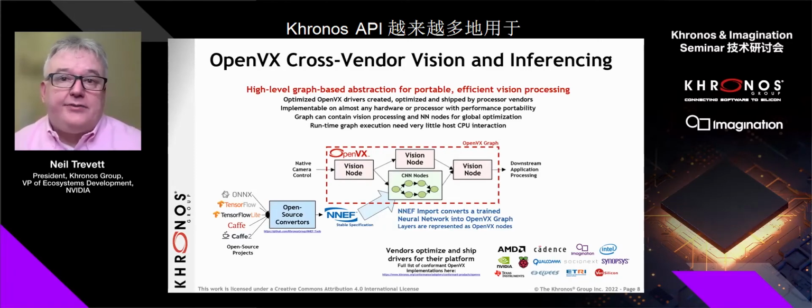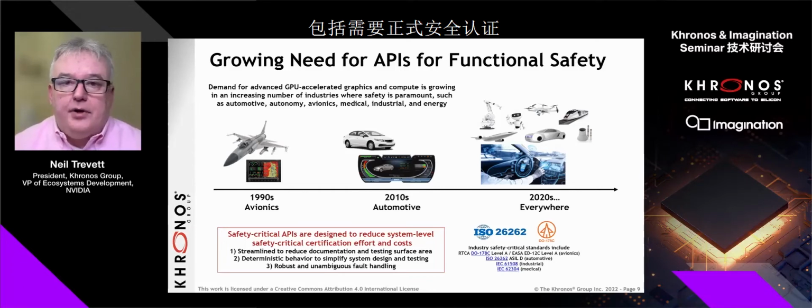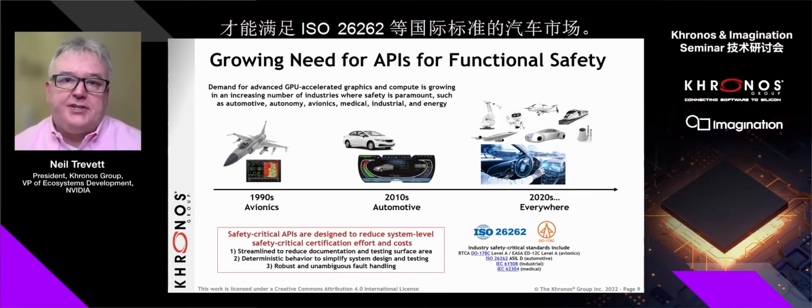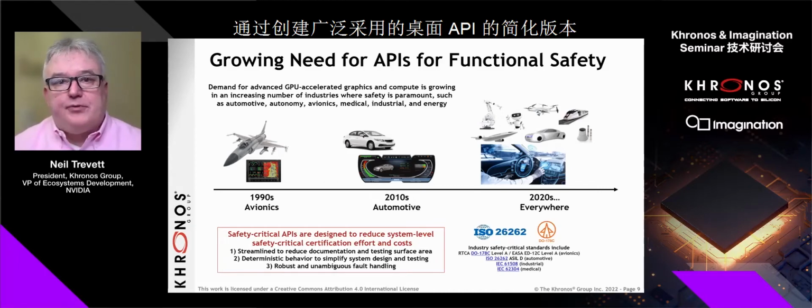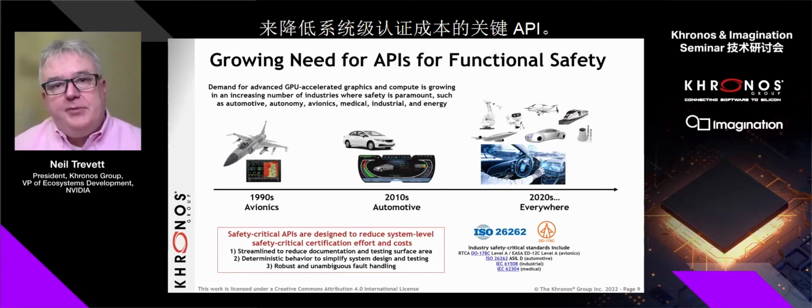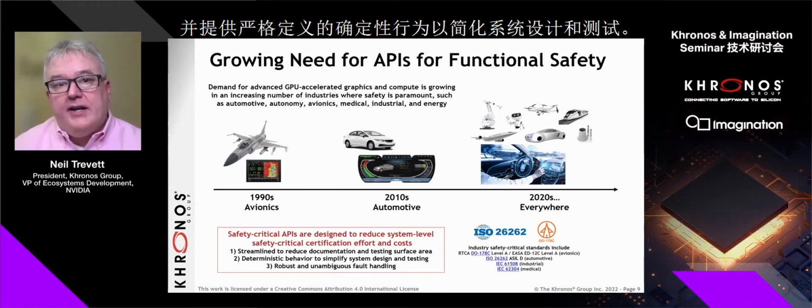Increasingly, Khronos APIs are being used in a wide range of markets where reliable, deterministic graphics and compute acceleration is essential, including the automotive market where formal safety certification is required to meet international standards such as ISO 26262. Khronos is evolving a set of safety-critical APIs that reduce system-level certification costs by creating streamlined versions of widely adopted desktop APIs. The safety-critical versions of these APIs focus on the needs of the embedded market and provide rigorously defined deterministic behavior to simplify system design and testing.